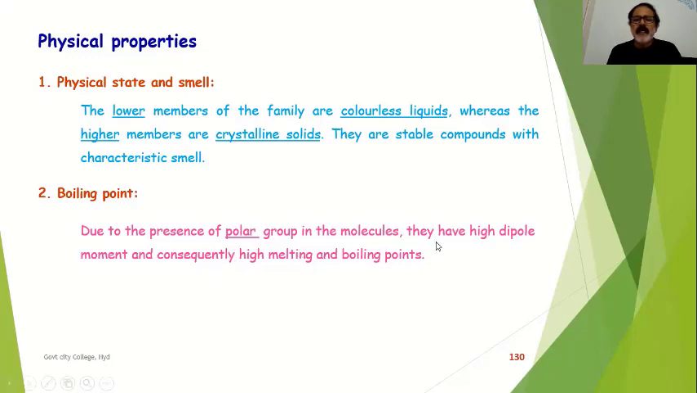Slightly polar, that's why they have a dipole moment, because the cyanide has a minus charge, and there will be a tug of war with the alkyl group, which will have a positive charge. That's why the melting points and boiling points are high.